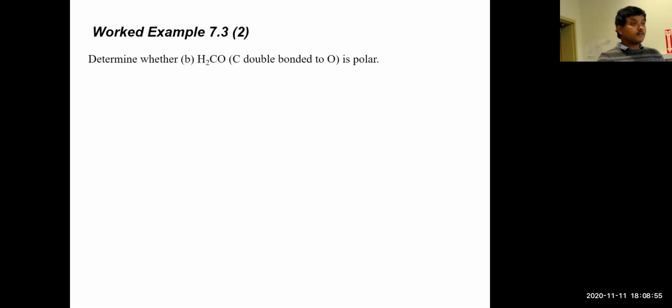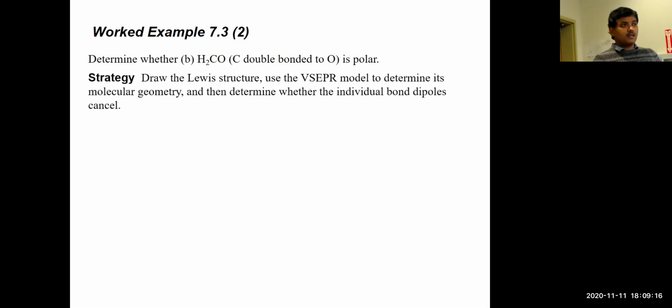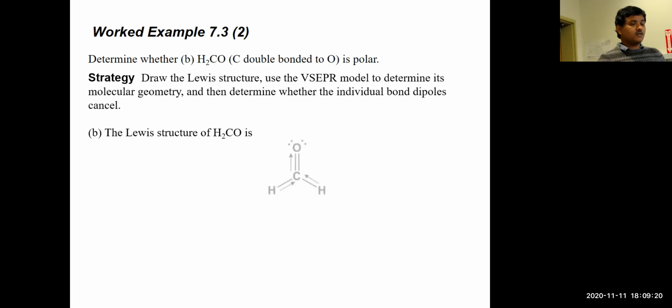Okay, let's look into one more problem. H2CO, where carbon and oxygen are double bonded to each other. Is it polar or not? Again, draw the chemical structure. It already gave you the clue. Carbon and oxygen have a double bond. So hydrogen obviously has to go to carbon, which means there is at least one polar bond between C and O. There is your polar bond.